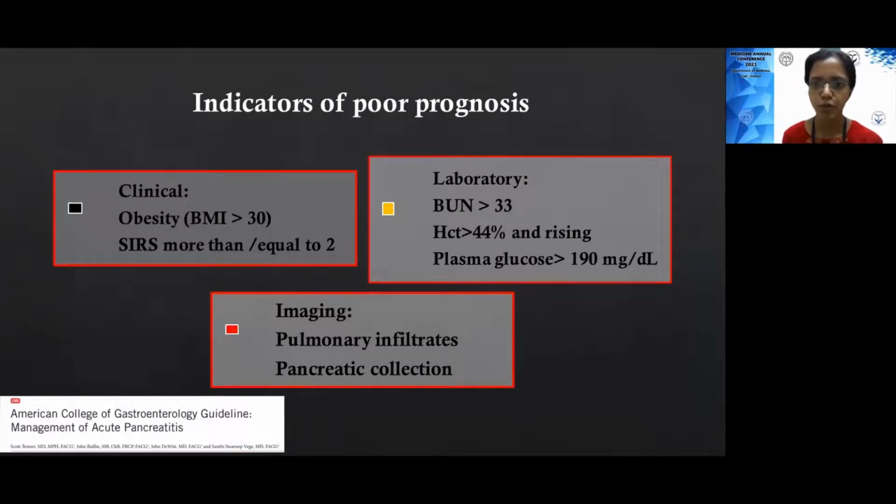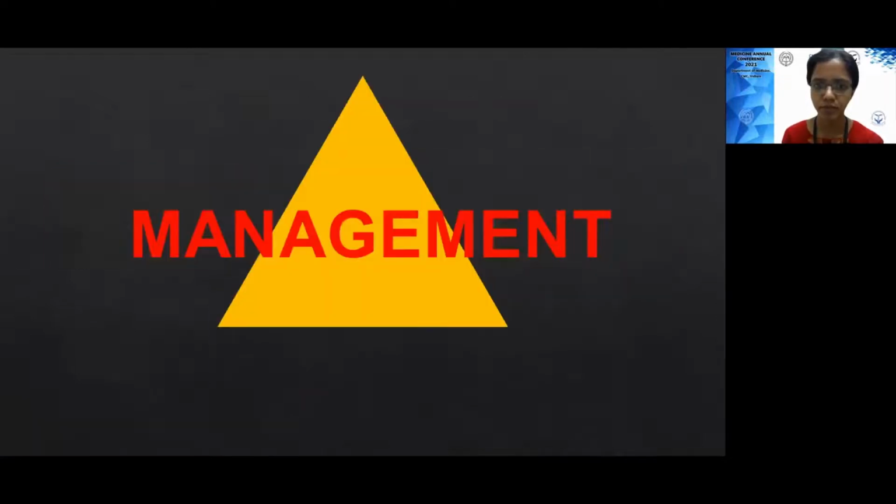Indicators of poor prognosis for pancreatitis are obesity with BMI more than 30, two or more SIRS features, laboratory evaluation showing BUN more than 33, hematocrit more than 44 and rising, glucose more than 190, and imaging features of pulmonary infiltrates or pancreatic collection. Our patient did have high sugars at the time of admission, but other features were absent.